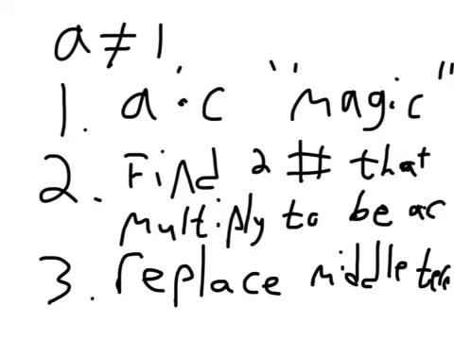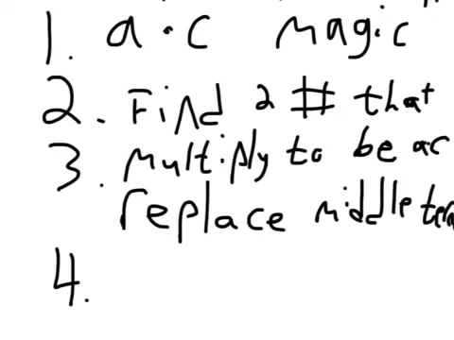And then from there, it's something we should have seen before. It's factoring by grouping. So step 4 will be factor by grouping.